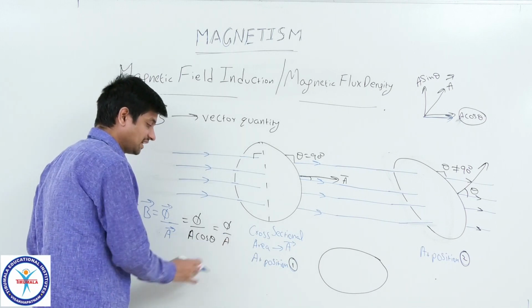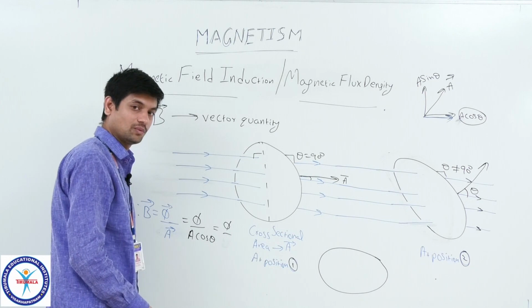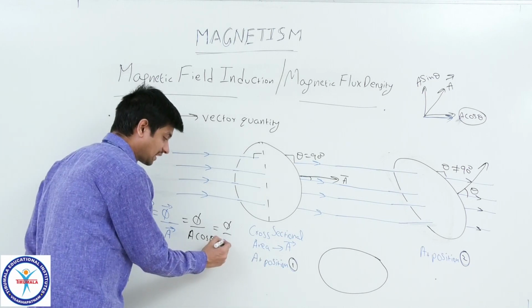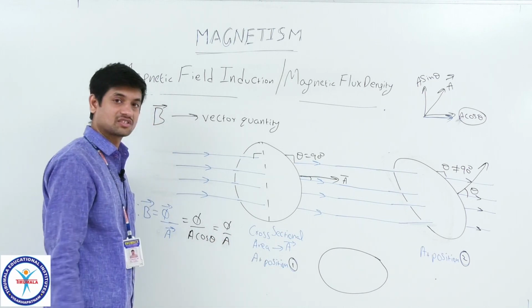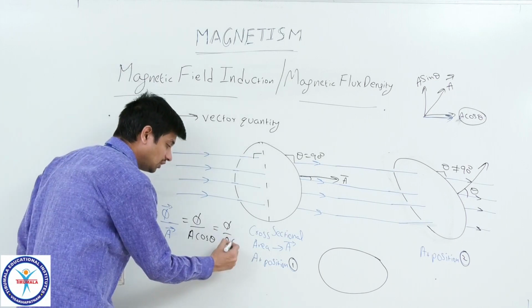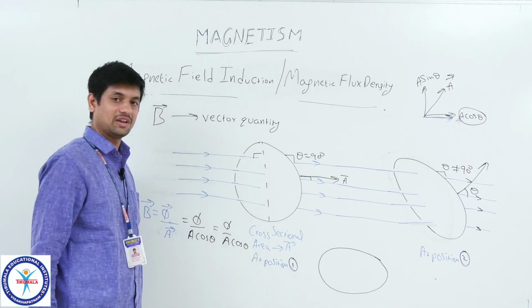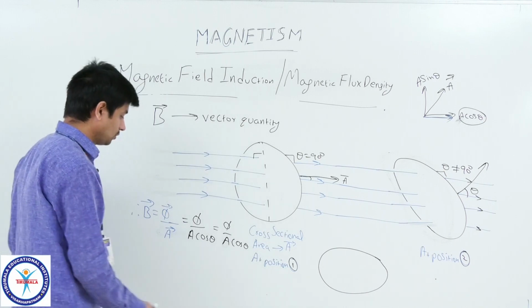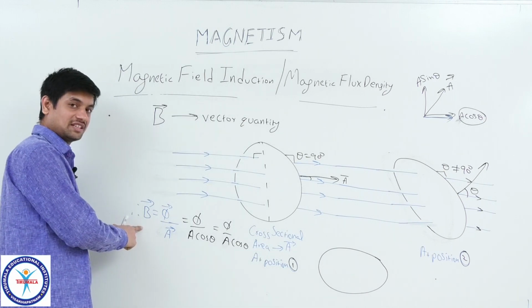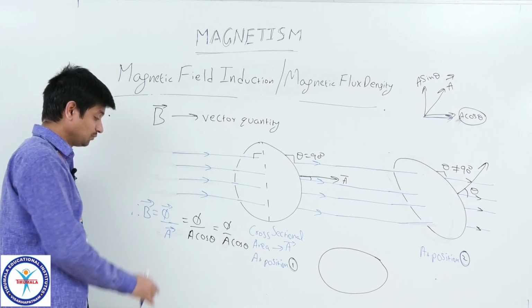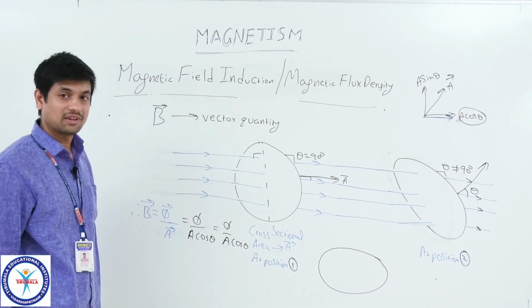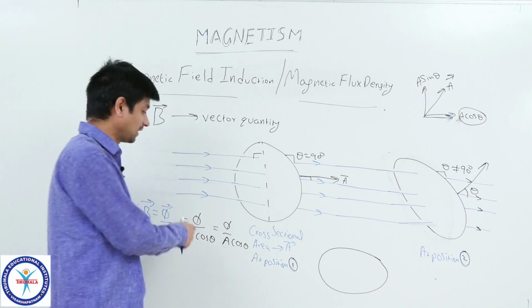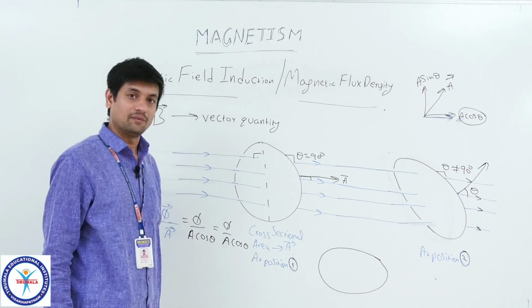So when the angle with the normal vector is 0, simply you can write phi by a. If it is not 0, you need to use this formula, phi by a cos theta. So that's why magnetic flux density is one of the vector quantities, and area also here is one of the vector quantities, and this magnetic flux is also one of the vector quantities.